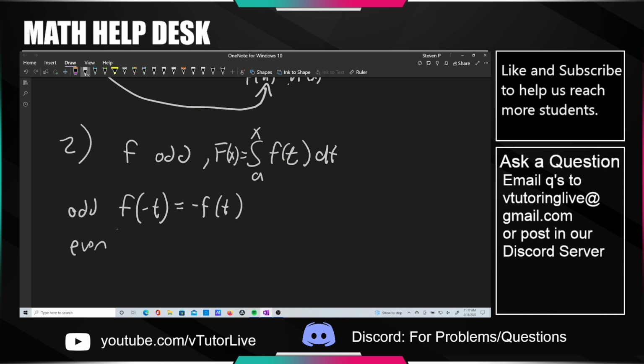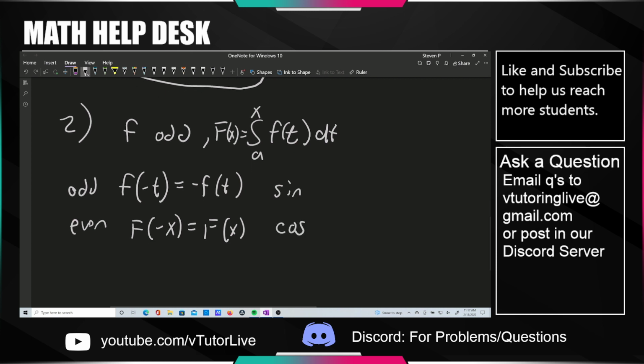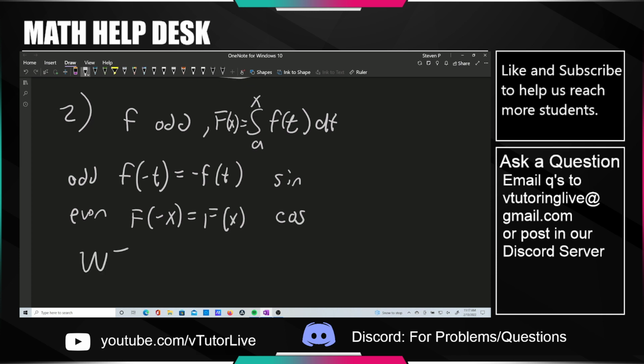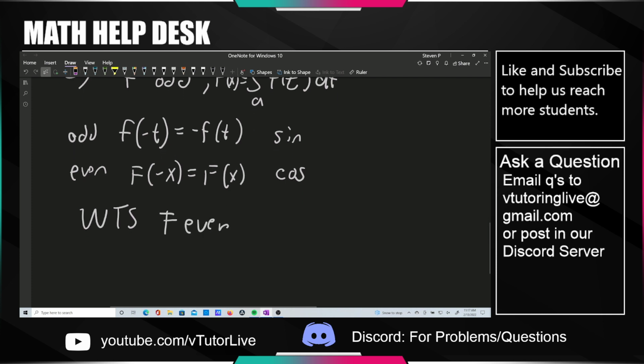Whereas for even, the definition is f of minus x is equal to f of x. Basically, the minus sign just goes away. An example of an odd function is sine, and an example of an even function is cosine. You can verify that yourself if you wish. But the problem is that we want to show that F is even. So the way we do that is maybe we just start with an expression F of minus x, and we do some manipulations, and hopefully show that this is equal to F of x. So that's the big outline.